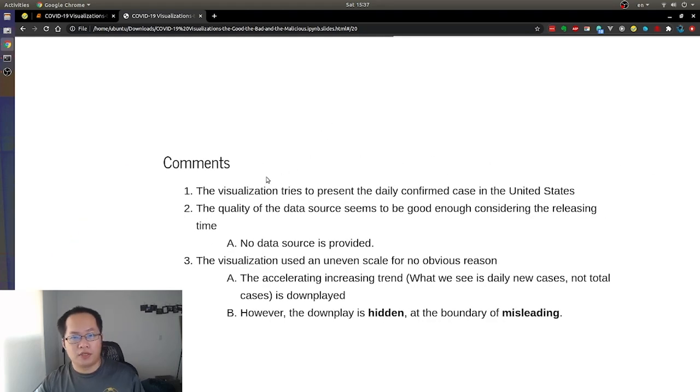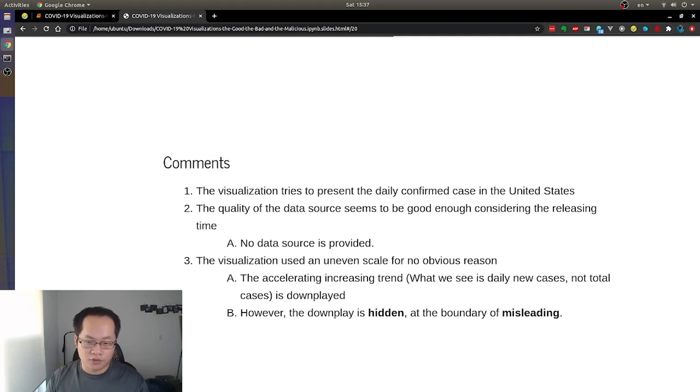Let's review and make some comments according to our criteria. The visualization tries to present the daily confirmed cases in the United States, which it does. The data is assumed to be correct, and it seems to be good enough. And we do see a line chart, which is probably the best type of graph you can choose for such a presentation purpose.